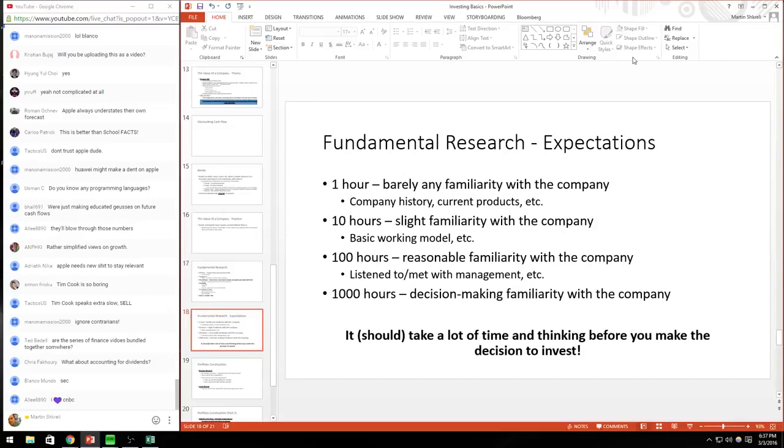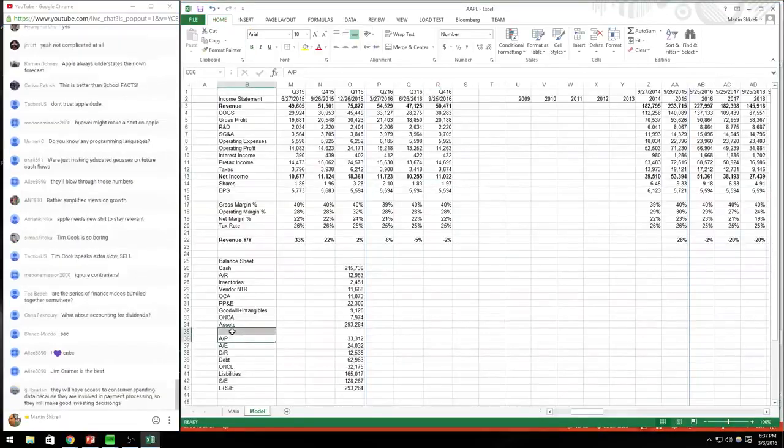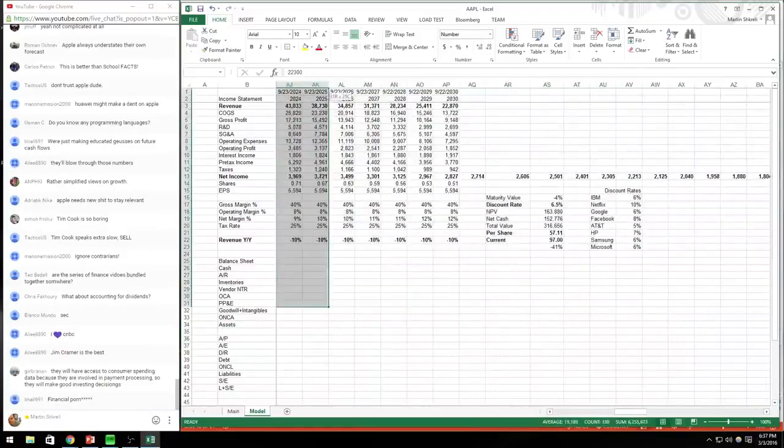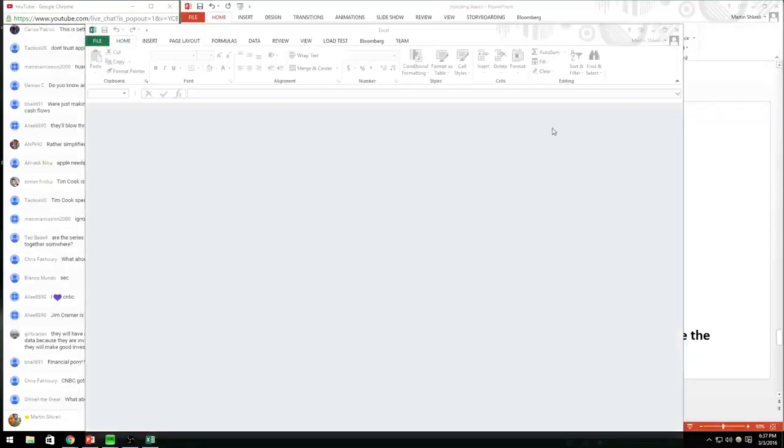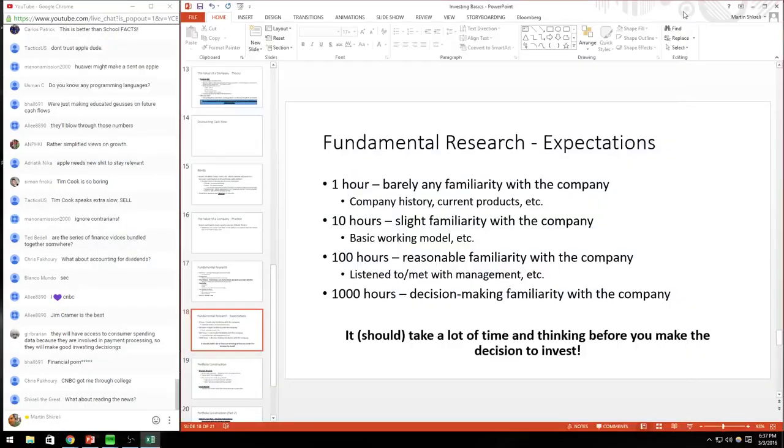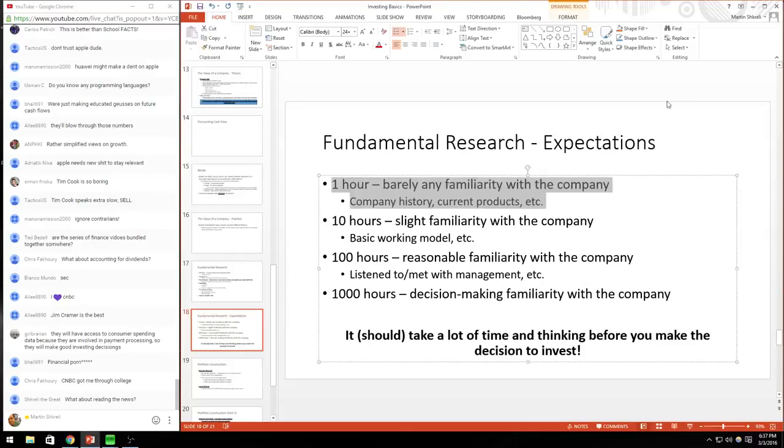And it's the final slide, is what are your expectations for a company? For understanding how much of this work does it take before you have a good stock pick? And this is probably one of the most controversial things that I say that I think a lot of my peers don't necessarily agree with, but I think I'm right. I think that with 1 hour, you can barely get any familiarity with the company, and that's what we did with Apple. We got 1 hour.